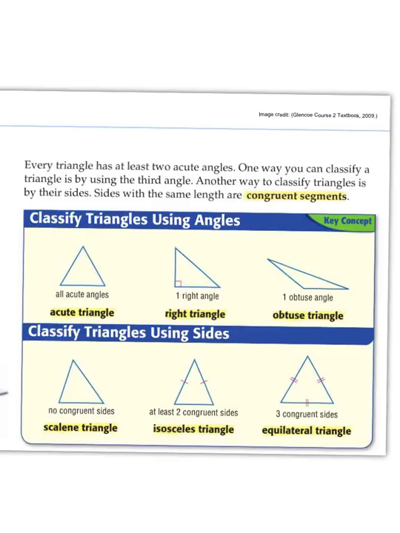Or you can classify it by its sides. If it has no congruent sides, so all of the sides are a different length, that's a scalene triangle. If 2 of the sides are the same, that's isosceles. And if all 3 of the sides are the same length, or congruent, that's an equilateral.